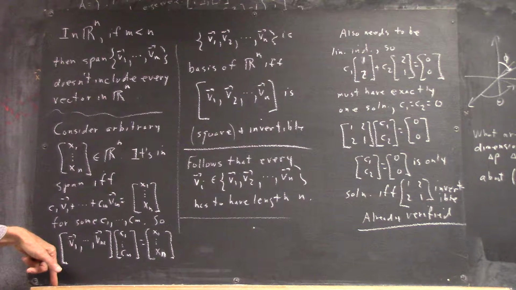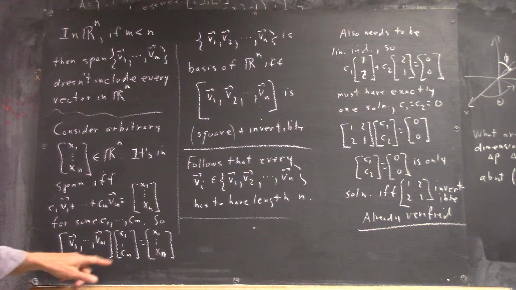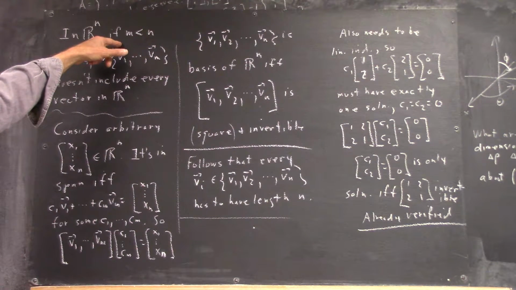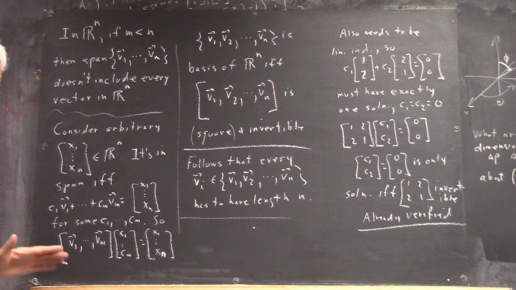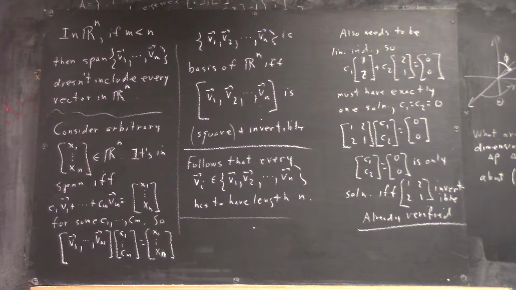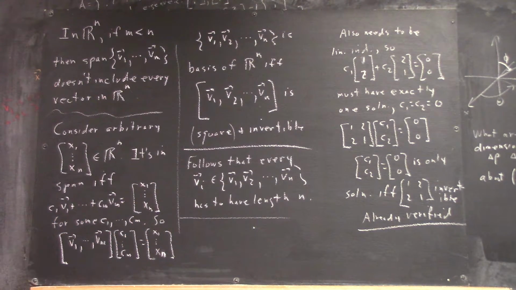How many columns is it going to have? M columns, right? And m is less than n. This matrix is going to be longer this way than it is this way. What's that tell you about solutions? It's not square, so it can't be invertible. So what are you going to do to get a handle on what this matrix equation is going to give you?